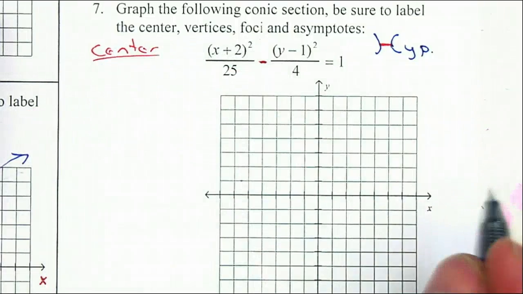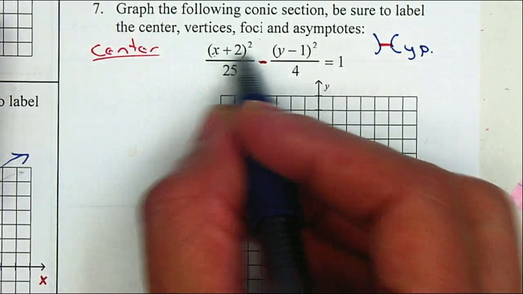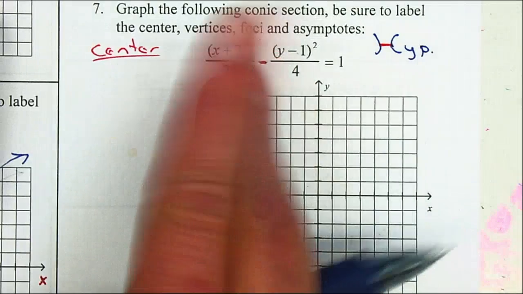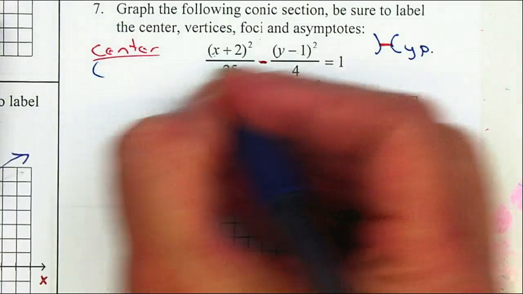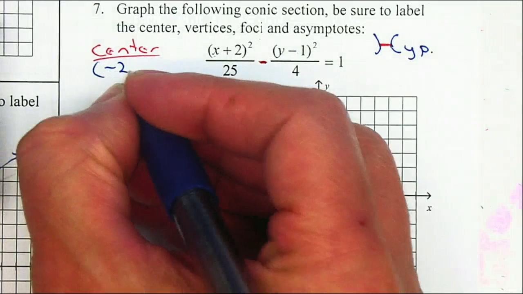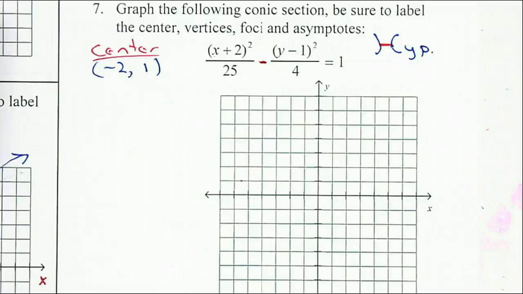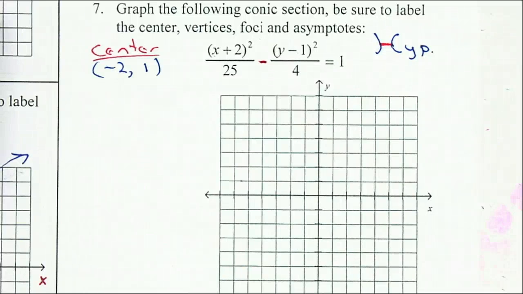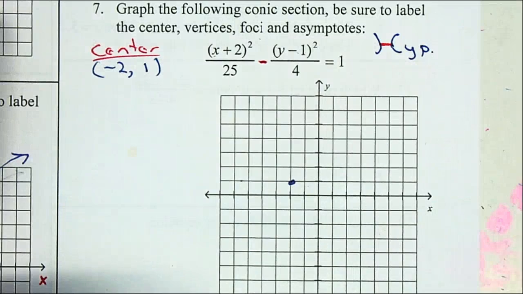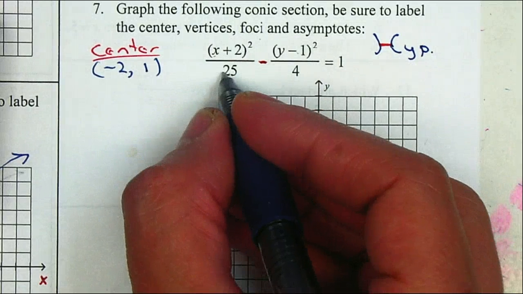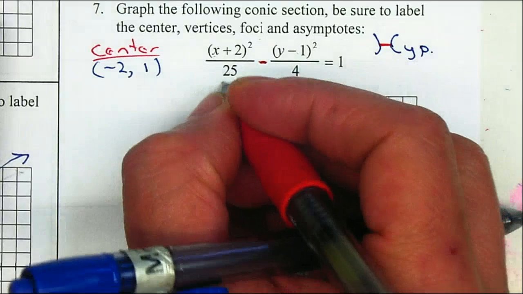So in this case, be careful because sometimes the hyperbola will be flipped, so the Y will be first instead of the X. But in this case, your H will be a -2 and your K will be a 1. So -2 and up 1. Now under the X there's a 25, so therefore the value of A will be 5.